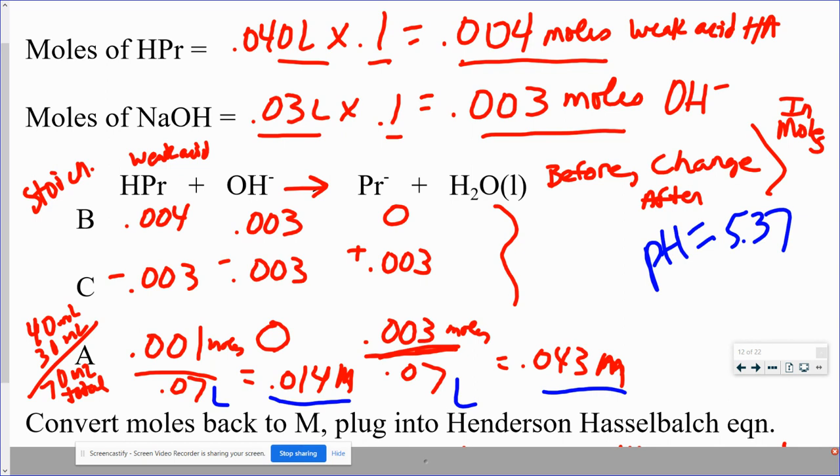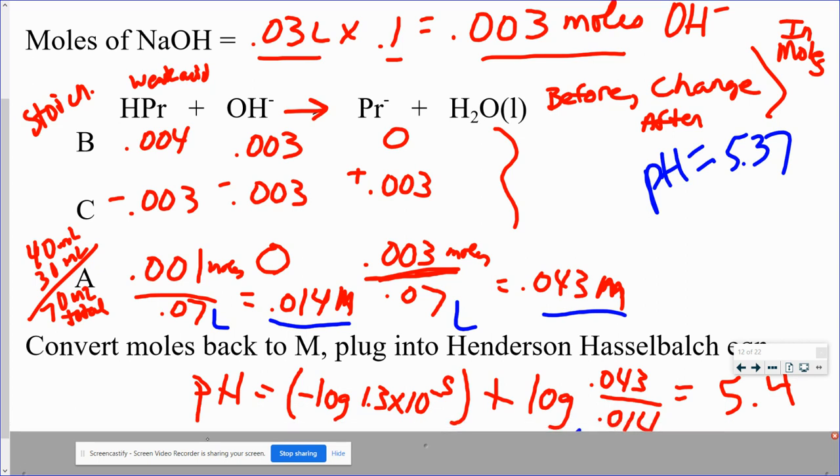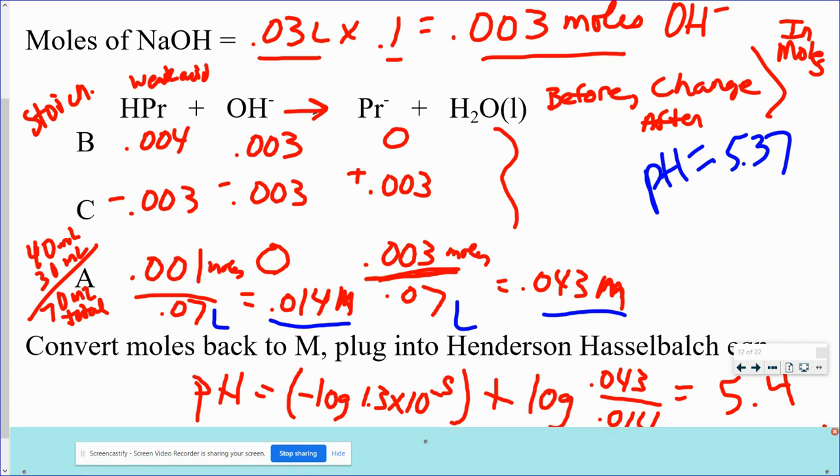Okay, so those we could then do another ICE problem with, or since we have some weak acid and its conjugate base, we can just use the shortcut of the Henderson-Hasselbalch, just like a buffer, because that's what we've created. We've created a buffer. So plugging in to the Henderson-Hasselbalch, which is pH equals pKa plus the log of the base over the acid, we can get the pH. Okay, again, we could have done this with an ICE problem too, be the same.